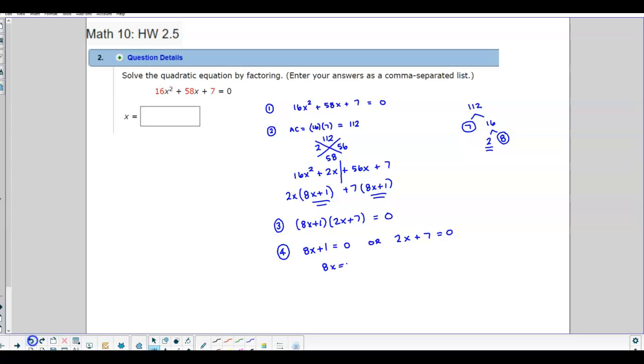If we subtract 1 from both sides, we get negative 1. Divide both sides by 8, and we have negative 1/8. Or over here, we can subtract 7 from both sides and divide both sides by 2, and we get negative 7/2. So our two answers are negative 7/2, comma, negative 1/8.